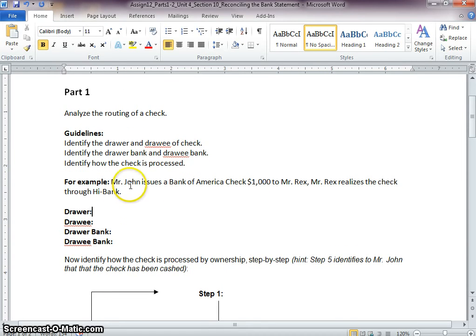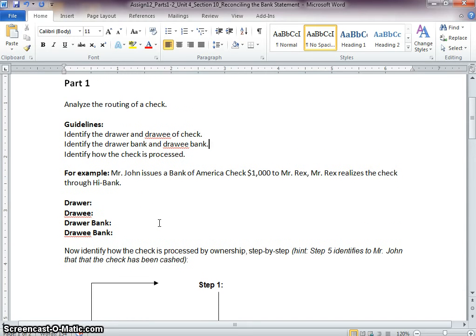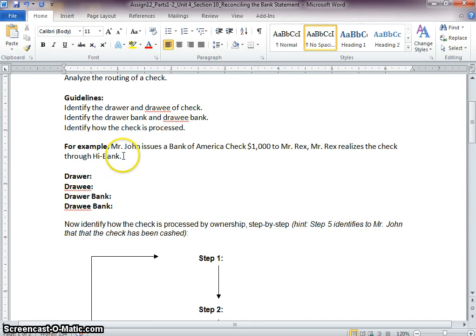So what we're doing is describing the process of a check, from when it's written to when it's cashed and so on. That's what this part means, identify how the check is processed. But first we're going to identify the drawer and the drawee, and then the drawer bank and the drawee bank. The reason I want you to use this template is because I actually give you a scenario. I think the regular assignment tells you to make one up yourself, but I thought it'd be easier if I put one together for you. That way you can identify each of these parts.